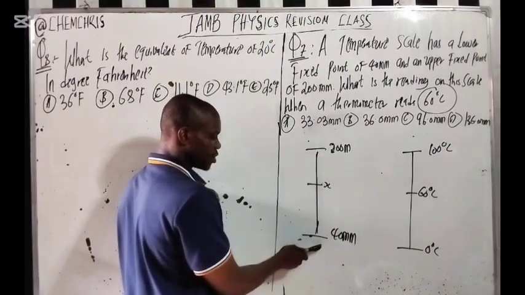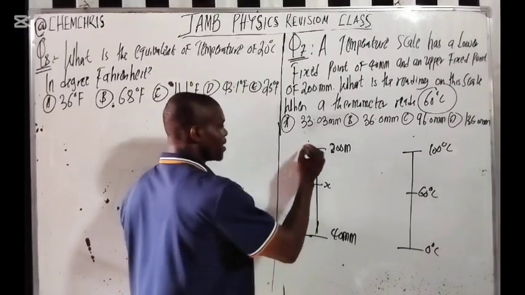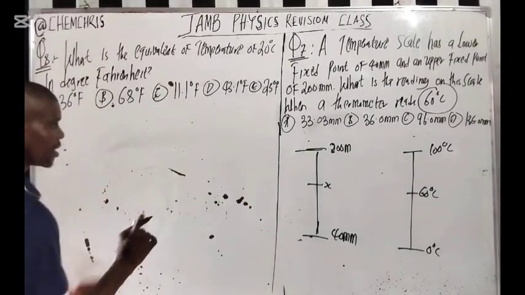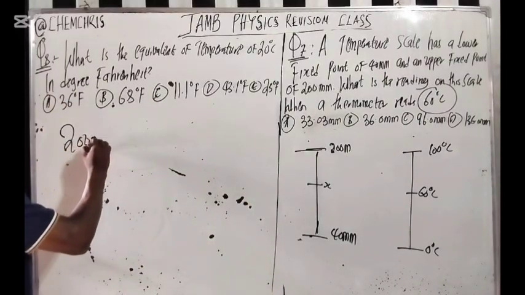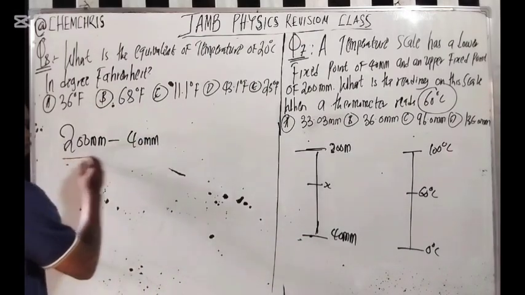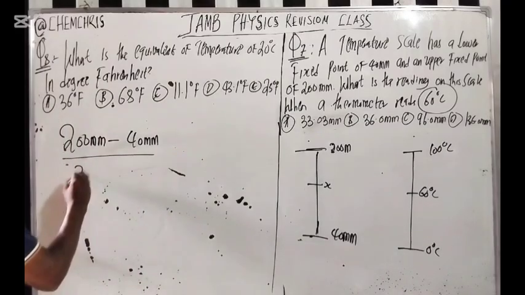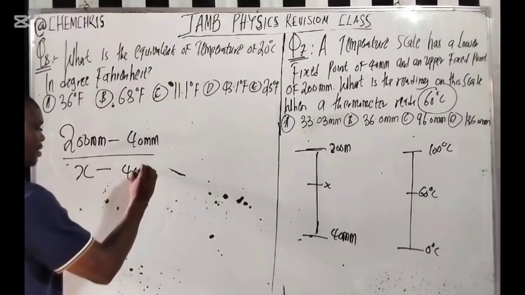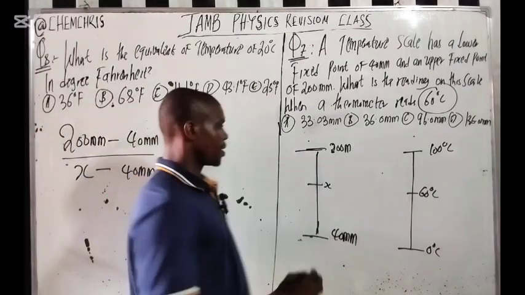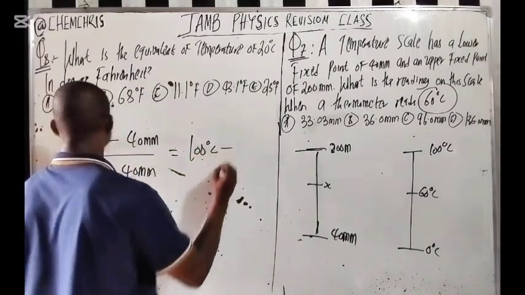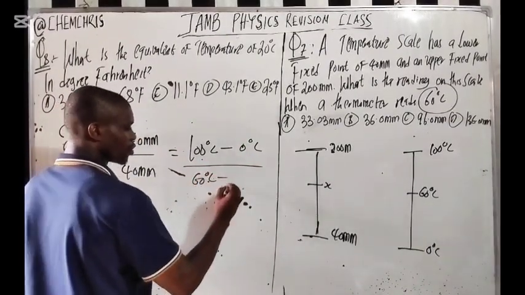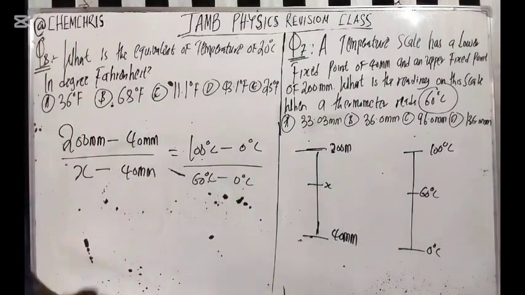The upper minus, so look at something here. Let us say we have the upper minus this thing, this minus this. Just watch, it's very easy. So 200 millimeter minus 40 millimeter, over x minus 40 millimeter. Do you see that? As easy as that, equals the same thing: 100 degrees centigrade minus 0 degrees centigrade, over 60 degrees centigrade minus 0 degrees centigrade. Do you understand? You can see how easy it is.